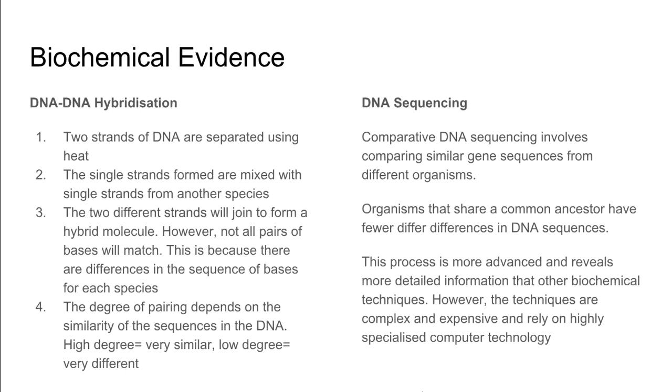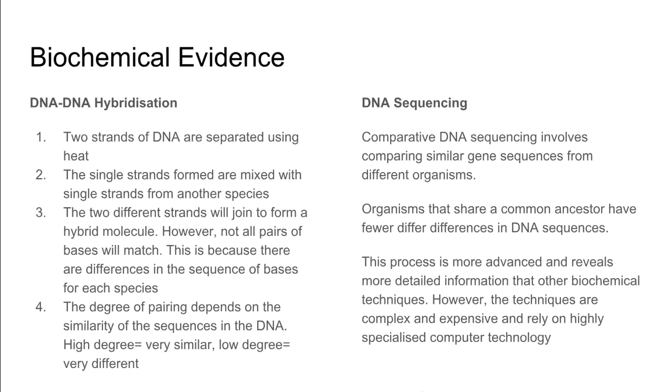So the degree of this pairing and the degree to which they join together, also known as annealing, depends on the similarity of the sequences in the DNA. A high degree of pairing or bonding means that the organisms are very similar, whereas a low degree of pairing means that they are very different.